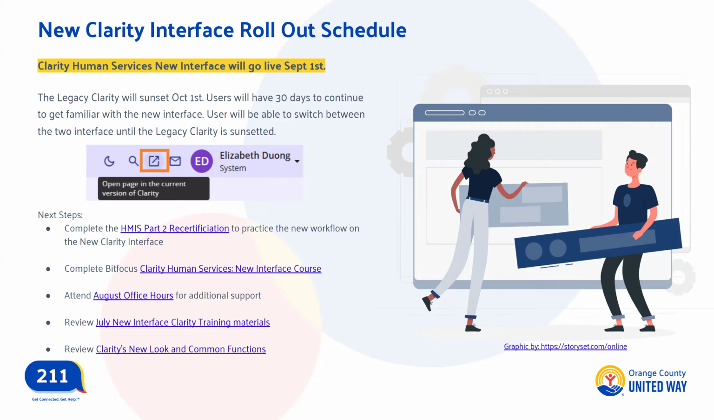Below are some next steps that we recommend users carry out just to get familiar with the new interface. If you have not yet, please do take the HMS Part 2 recertification so you can practice the new workflow on the Clarity training site. And BitFocus has an online course where you can review the new interface workflow, and you can attend our August office hours for additional support, review July new interface Clarity training materials, and review Clarity new look and common functions.